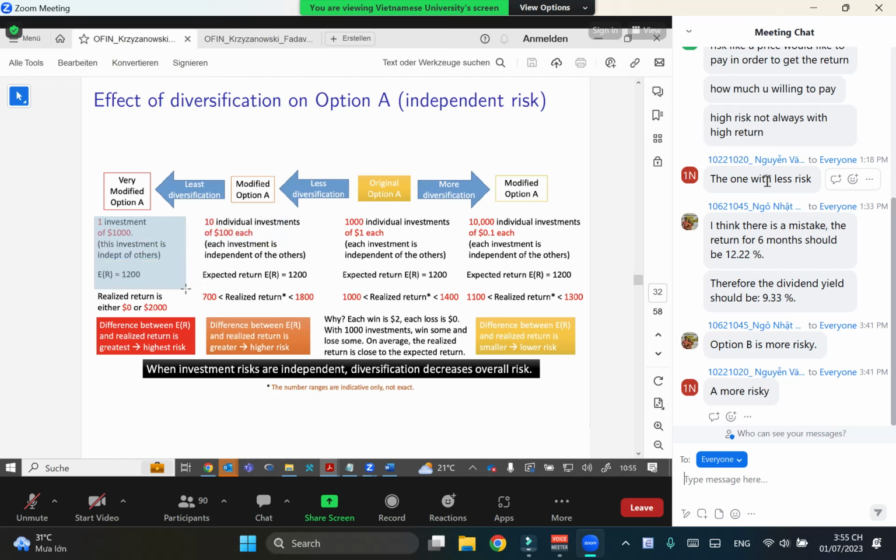Expected return is still 1,200, but as described beforehand, here it's all or nothing, right? We have everything in one bulk. All investments are in one bulk. The game is played once. With 60% of the cases, we double, so we get 2,000. That's the upside, that's our opportunity.